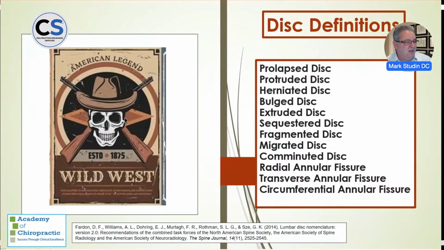But when we look at disc definitions, this research article right here, take your phone out and take a picture of it. Fardon, 2014, lumbar disc nomenclature version 2, is still the industry standard on nomenclature. It's still the industry standard. It doesn't give you everything, but it comes awfully close. It sure doesn't give you everything, but you're getting close to where you need to be.